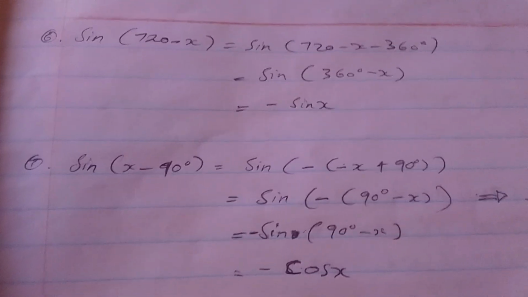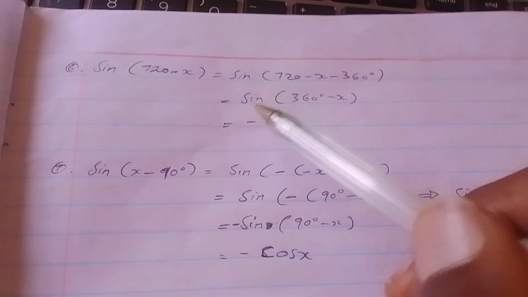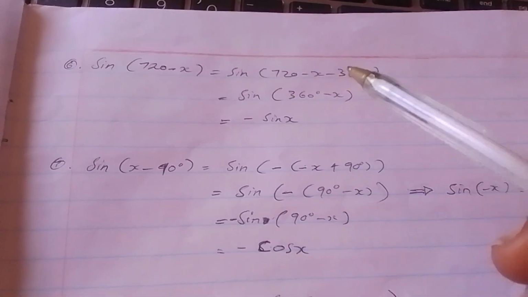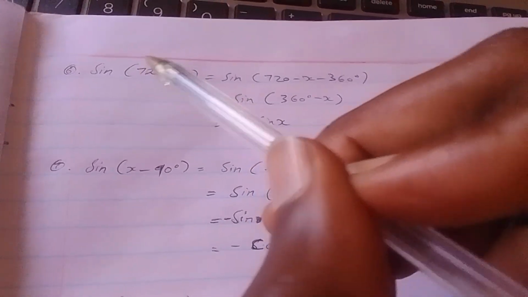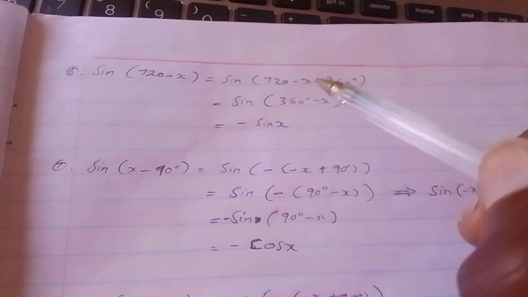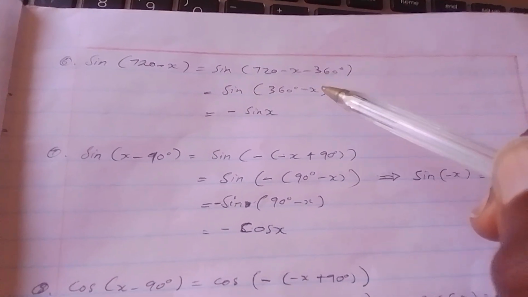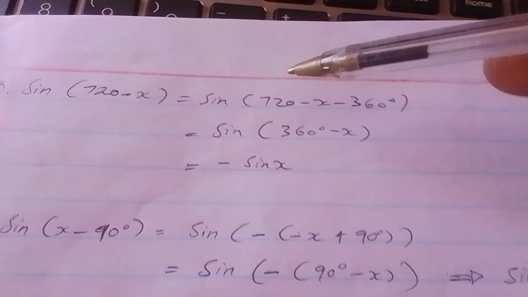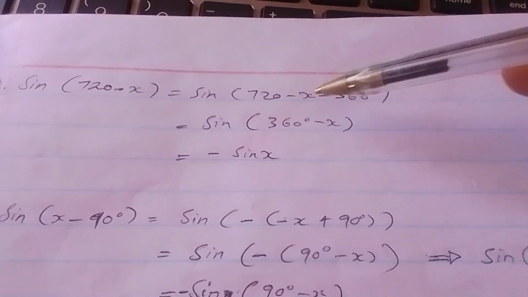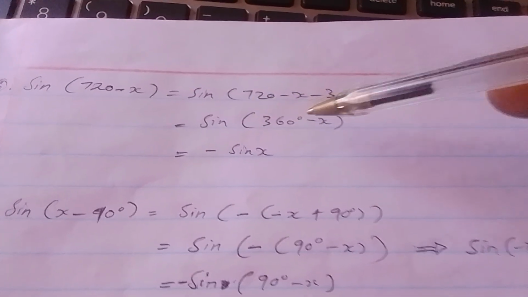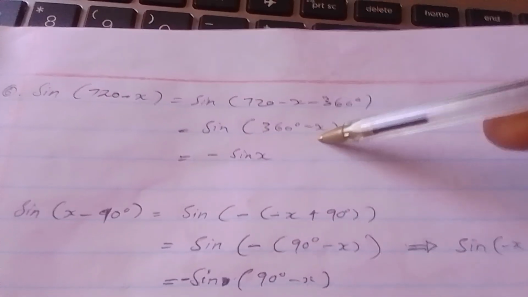So sine 720 minus x. Okay, this one is greater than 360, so then you have to subtract, you have to minus 360. You can't add 360, you have to minus. It is greater than 360. So it equals sine into 720 minus x minus 360. You subtract, so then we have sine into 360 minus x.